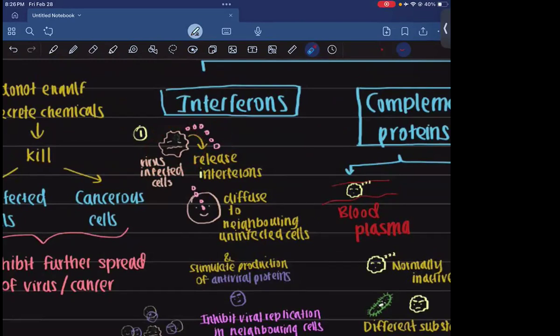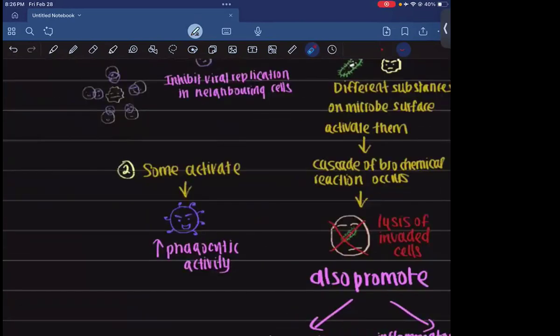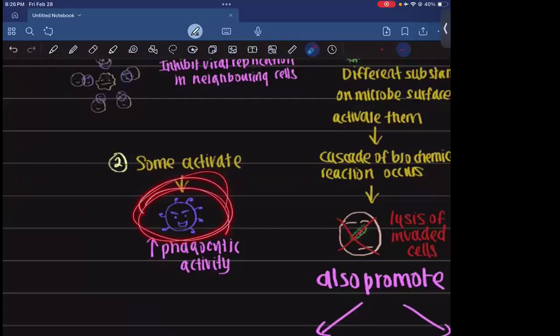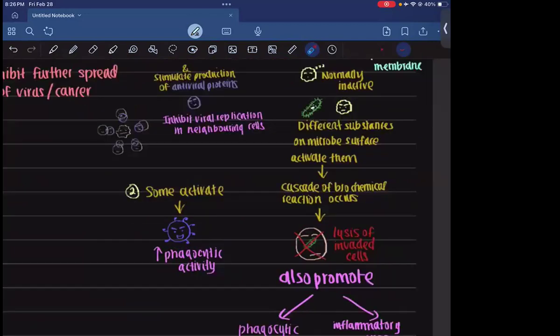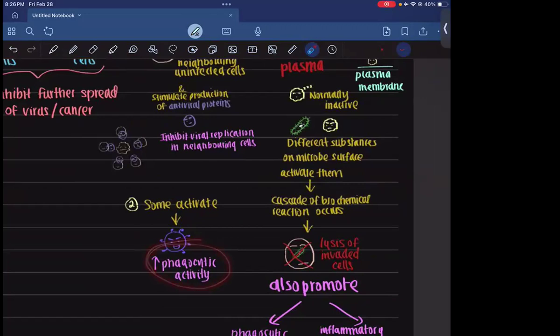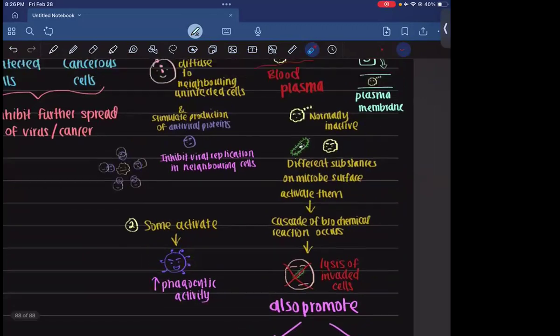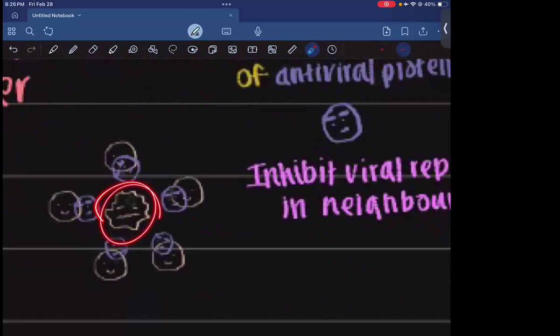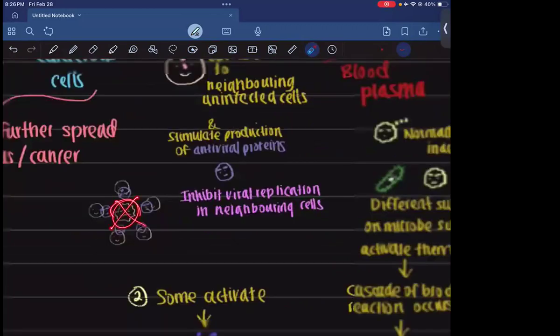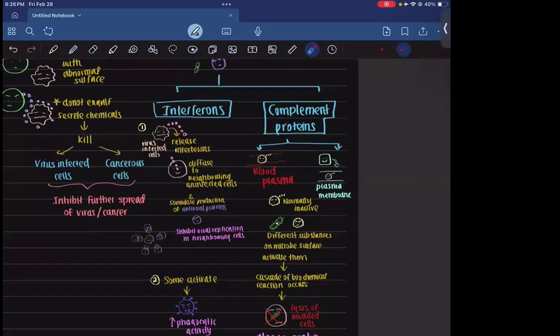So how can you kill it? You can activate some phagocytic cells, some macrophages. Because of these macrophages, what will happen? The phagocytic activity will be enhanced, and finally this virus infected cell can be destroyed. Okay, so this is all about interferon.